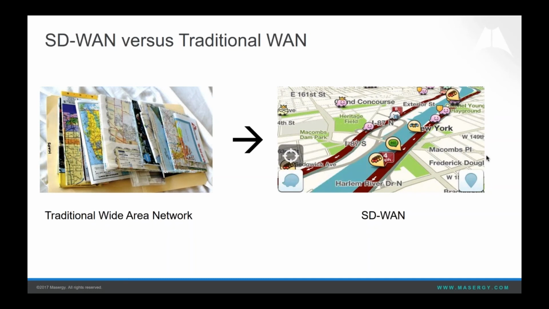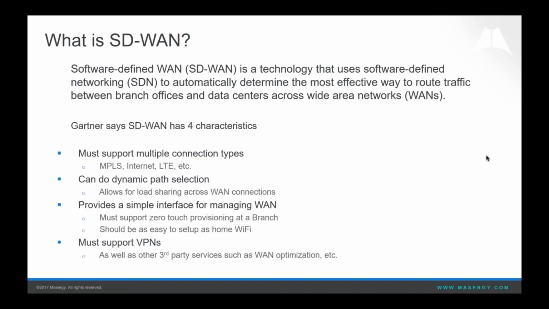Hopefully that clarified a little bit more really what SD-WAN is compared to traditional networking. Getting into the more technical definition of SD-WAN, really from a simple perspective, it's a technology that utilizes software-defined networking technology to automatically determine the most effective way to route your traffic. As Scott mentioned, that's no different than what Waze and Google Maps does.